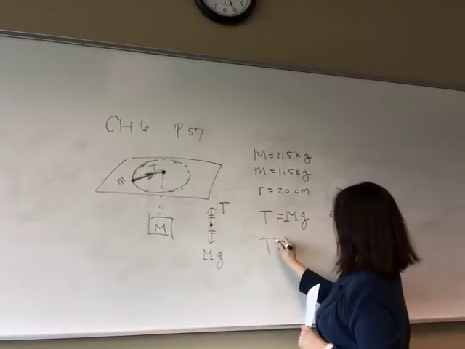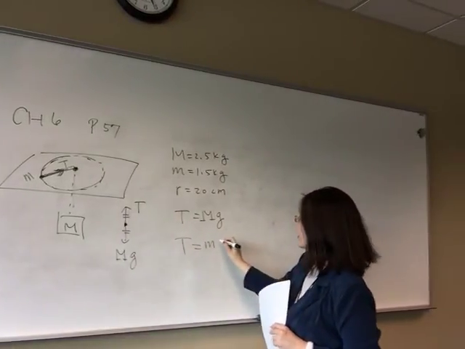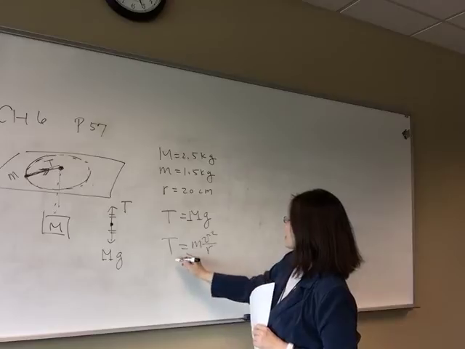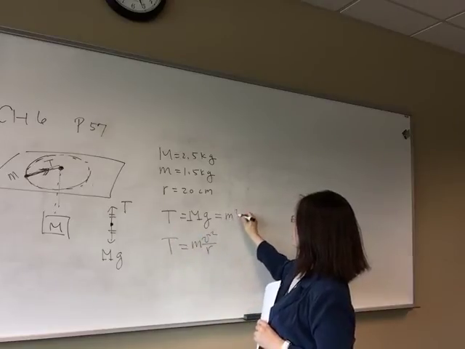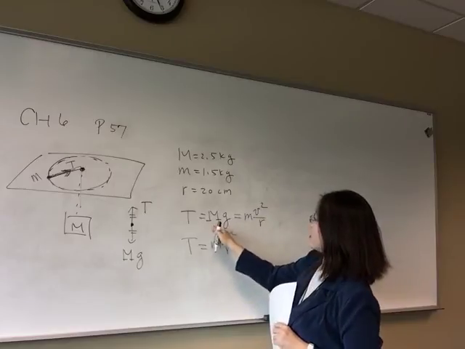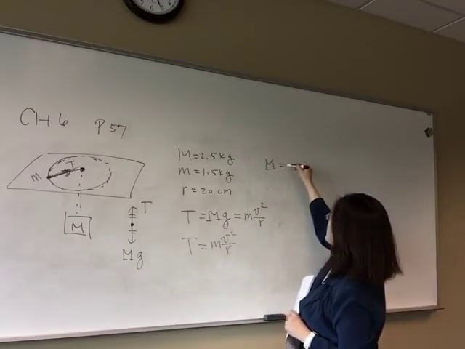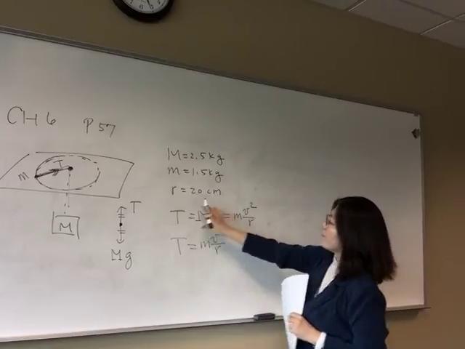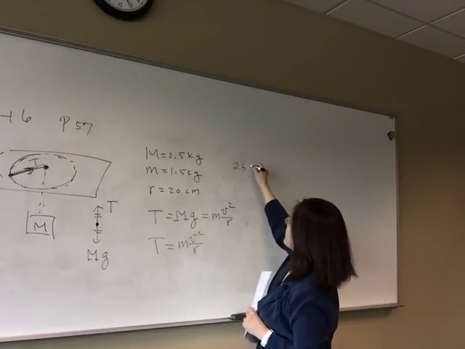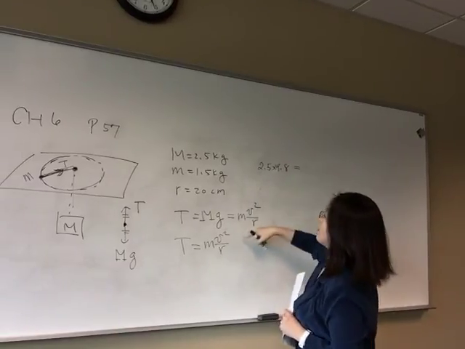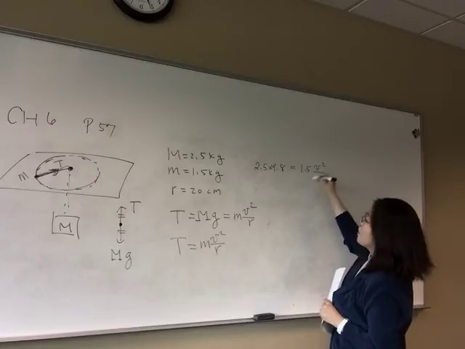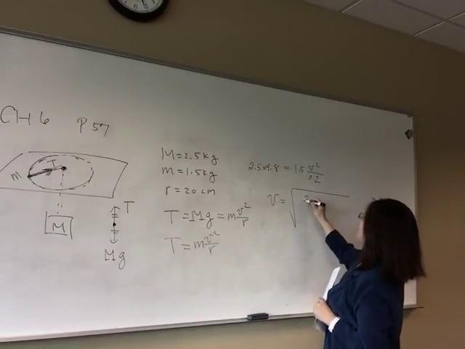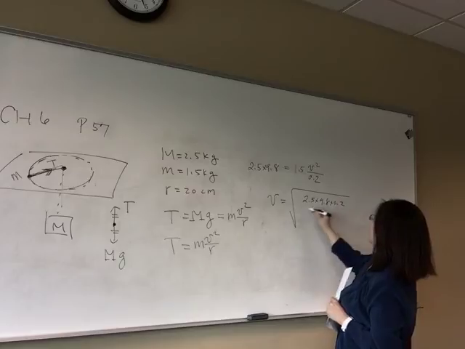So you have your T that's also equal to little m times v squared over the radius r. Okay? So in other words, capital Mg is equal to little m v squared over r, and you're asked to find the velocity. So you have capital M, which is 2.5, times 9.8, and that's equal to the little mass, 1.5, times v squared over r, and r is 0.2 meters. So your v is equal to the square root of 2.5 times 9.8 times 0.2 over 1.5.